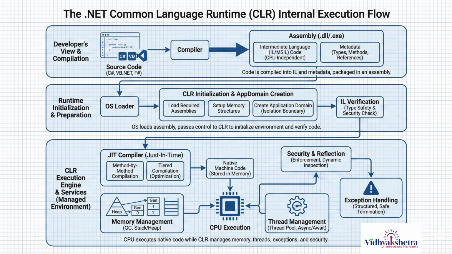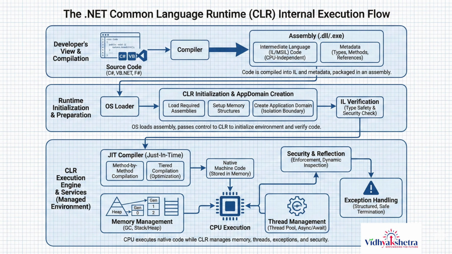This separation is the reason .NET applications are more stable and easier to maintain compared to unmanaged applications. Before execution begins, the source code written by the developer must go through several stages. The first stage is compilation. When C# code is compiled, it is not converted directly into machine code. Instead, it is converted into intermediate language, commonly known as IL or MSIL.